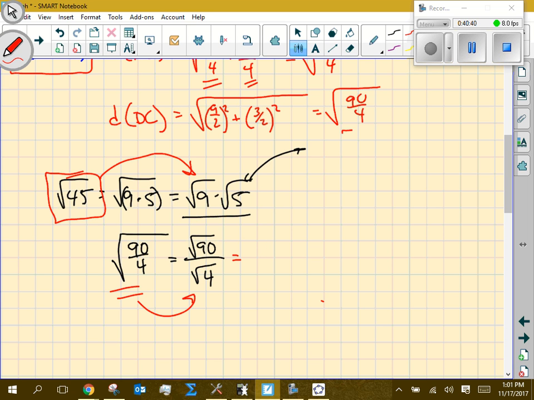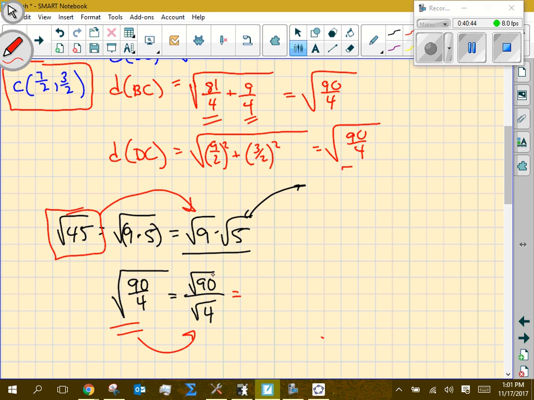Now, once I get this, radical 90 is simply about thinking: what is the largest perfect square that divides 90? I see 90 and I think 9 right away. It may or may not be the largest perfect square, but I know it's a perfect square. So I can take 90 and rewrite it as radical 9 times radical 10. I see radical 4, and I know that's 2. Now you start simplifying. Radical 9 is 3. Radical 10 is just radical 10, over 2.